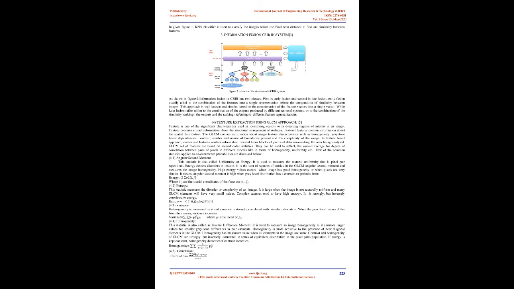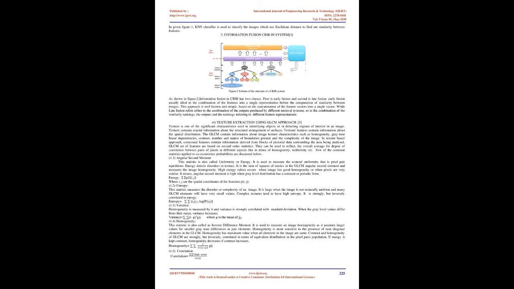GLCM set of features are based on second-order statistics. They can be used to reflect the overall average for the degree of correlation between pairs of pixels in different aspects, like in terms of homogeneity, uniformity, etc. A few of the common statistics applied to co-occurrence probabilities are discussed below. 4.1 Angular second moment. This statistic is also called uniformity or energy.